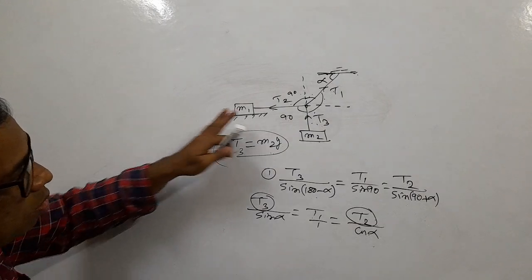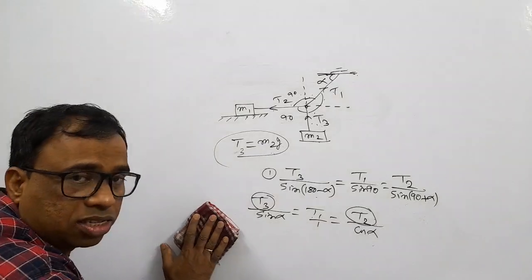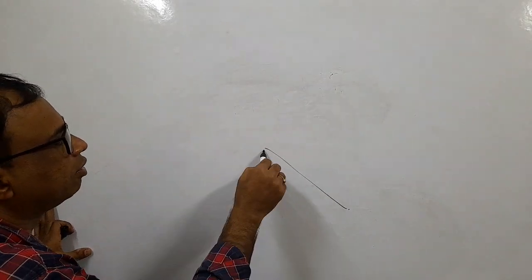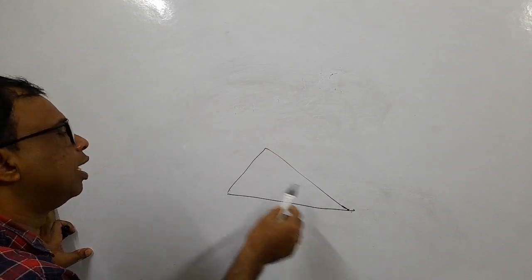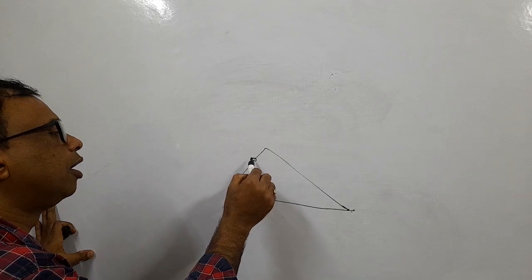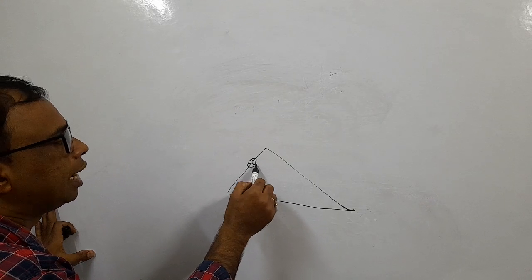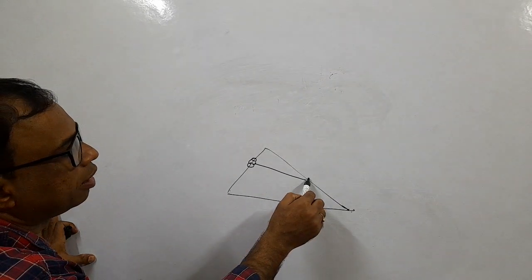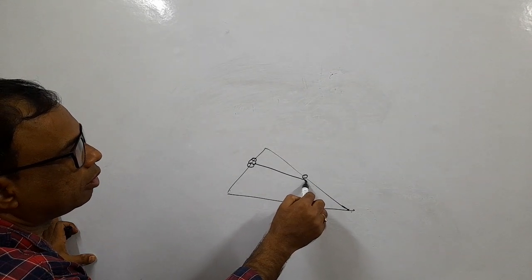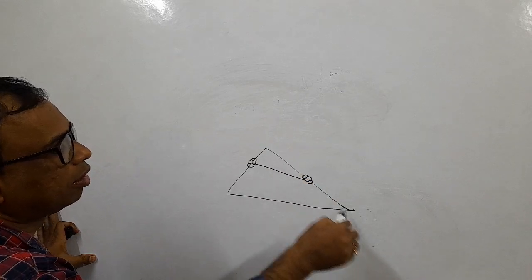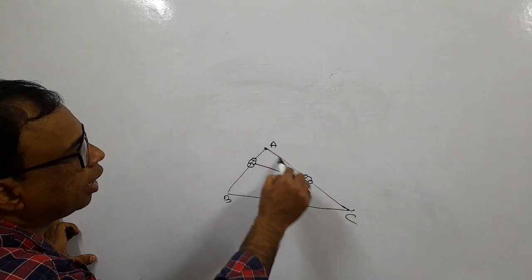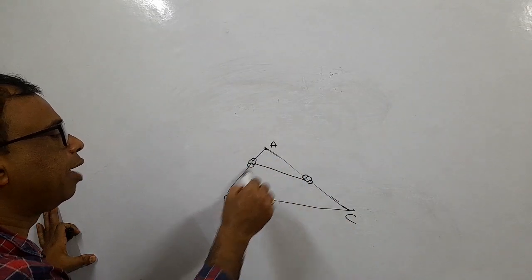You can easily solve different kinds of problems. Now I will give you another example of Lami's theorem. Suppose this is a triangle. Suppose there is a bead connected with a string or a rod, and another bead is here. The bead can move through the string or through the rod AB or AC.